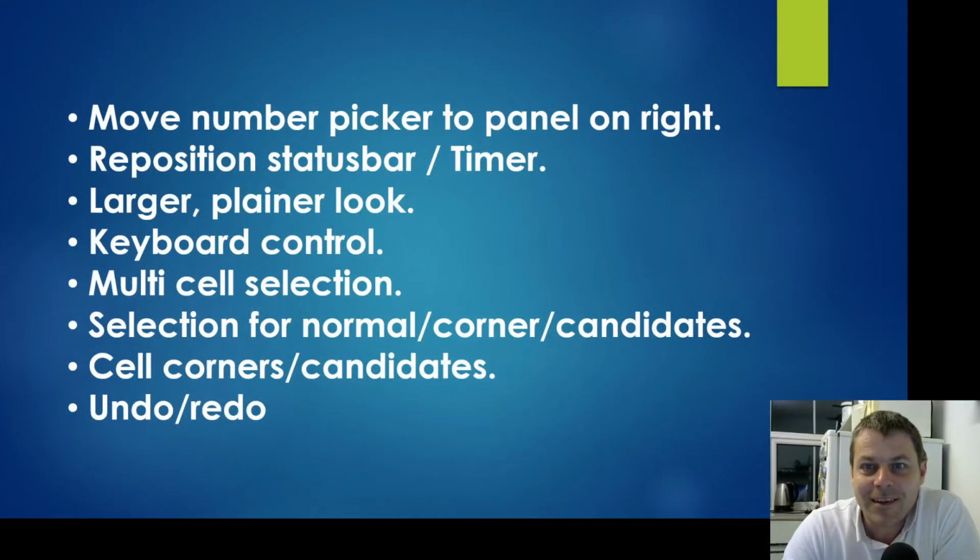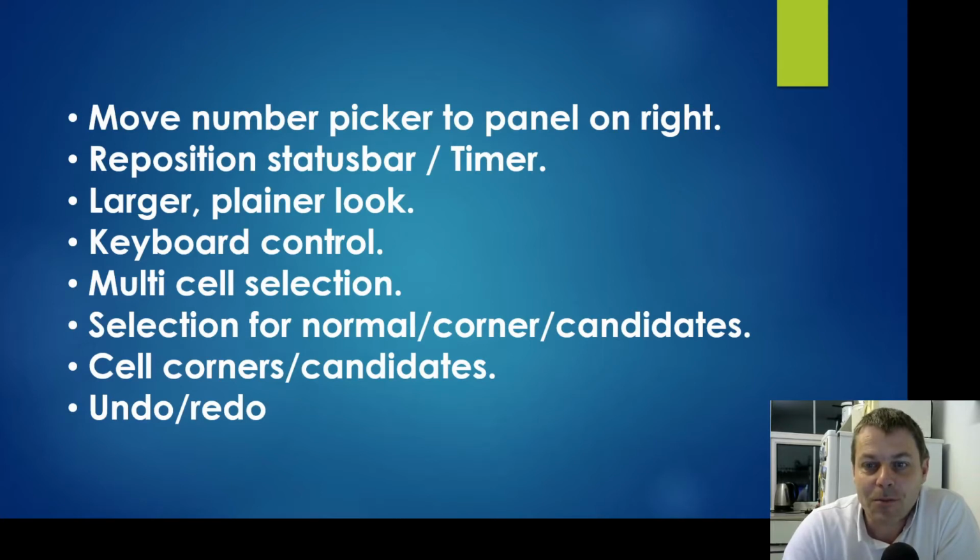Okay, so this isn't the definite final list, but this is approximately what I want to do, and I'm not necessarily going to do it in this order. I want to move the number picker to a panel on the right side. I want to reposition the status bar in the lower left and the timer in the lower right. I want to give the whole thing a larger, plainer look. I want to be able to control it from the keyboard, so go from cell to cell and to the button on the right with the keyboard.